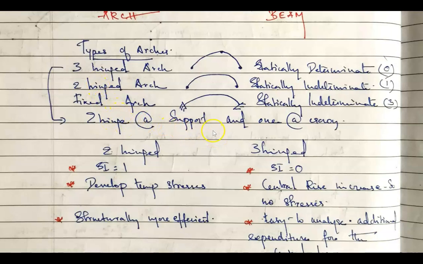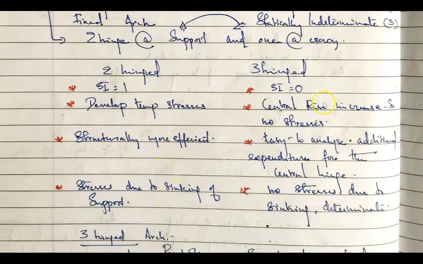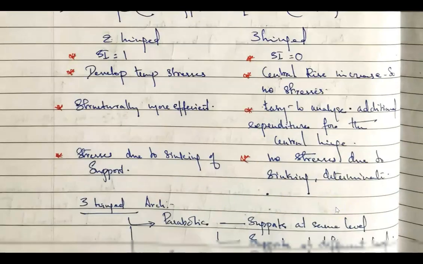And here it is given that there are 2 hinges at the supports and 1 at the crown. Now these are certain differences between a 2-hinged and a 3-hinged arch. One has static indeterminacy 1, the other has static indeterminacy equal to 0. The 2-hinged arch develops temperature stress, because expansion is not permitted. In the 3-hinged arch expansion is permitted, the central region can rise, so no stresses. This is structurally more efficient and easy to analyze, with additional expenditure for the central hinge. For stresses due to sinking of support, there are no stresses due to sinking, it's determinate.